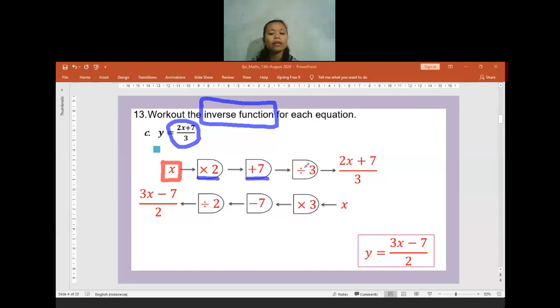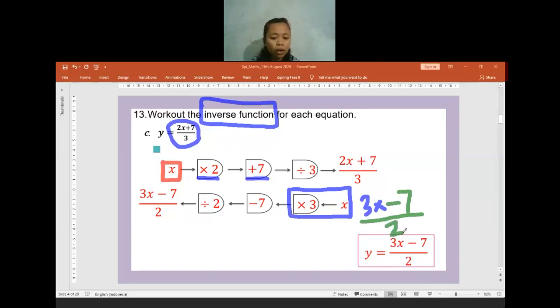So this is divided by 3, it will be times 3; plus 7, it will be minus 7; times 2, it will be divided by 2. So from x times 3, it will be 3x. After we have the 3x, we have minus 7, so we subtract it by 7. After that, we divide it by 2, so all over we divide it by 2.